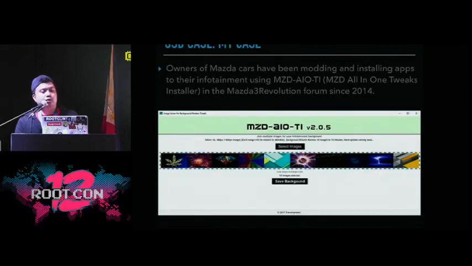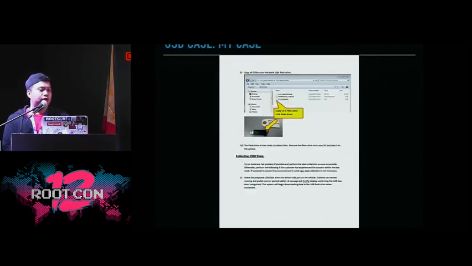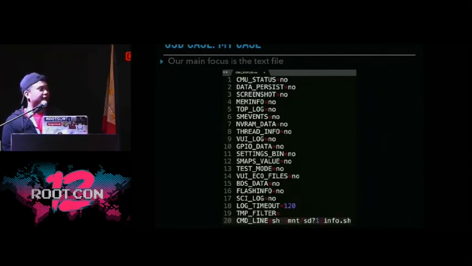Regarding my case, since I'm a Mazda owner myself, I've seen forums where they have been modding and installing apps for their infotainment using an exe file called Mazda All-in-One. So I tried to check, paano ba gamitin yun? Paano ba ginagawa niya yun? And then I read a PDF file, not provided by Mazda, but from the internet. Nakita ko yung PDF, I put it in my GitHub, Mazda Get Info, so you can see the instructions. There was actually a website before that allows you to update or get some data on your Mazda via USB. So I tried to check how it's done, and on one of the text files, it's actually executing. Hindi nakita, diba?